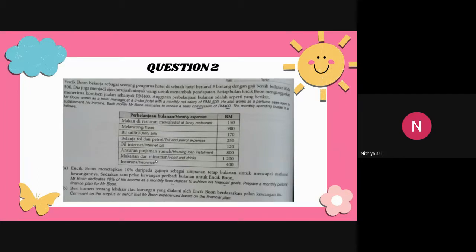This question is in dwi language, so if you don't understand English or Malay, you can refer to both languages. Mr. Boon works as a hotel manager at a 3-star hotel with a monthly net salary of 4,500. He also works as a perfume sales agent to supplement his income. Each month, Mr. Boon estimates he will receive a sales commission of RM400. His monthly spending budget is as follows.